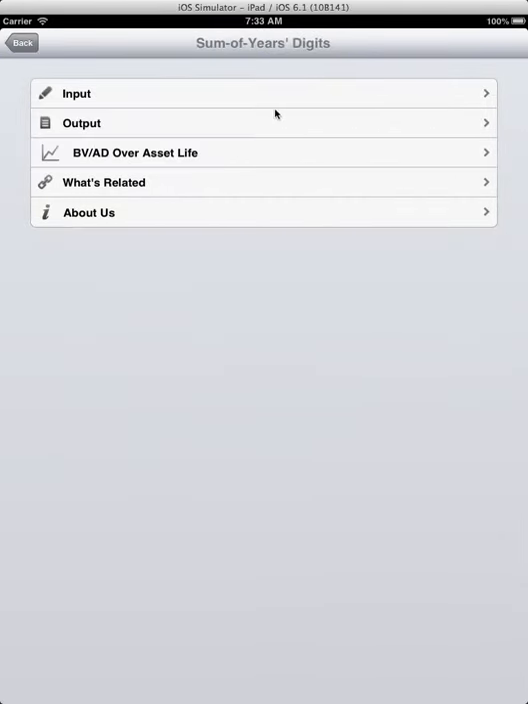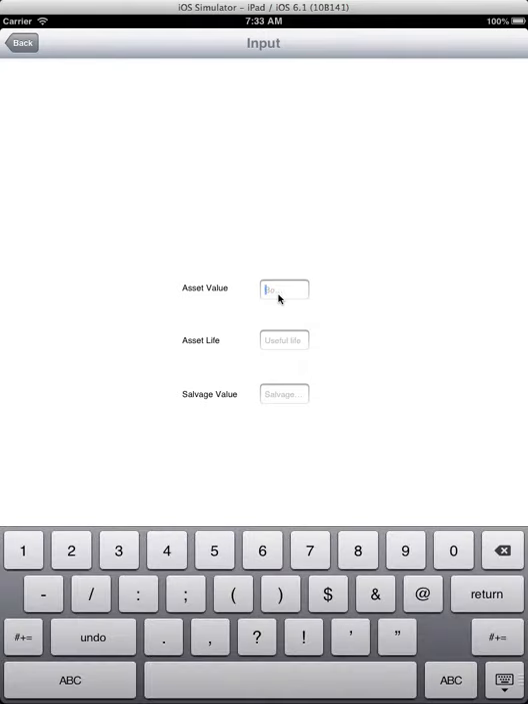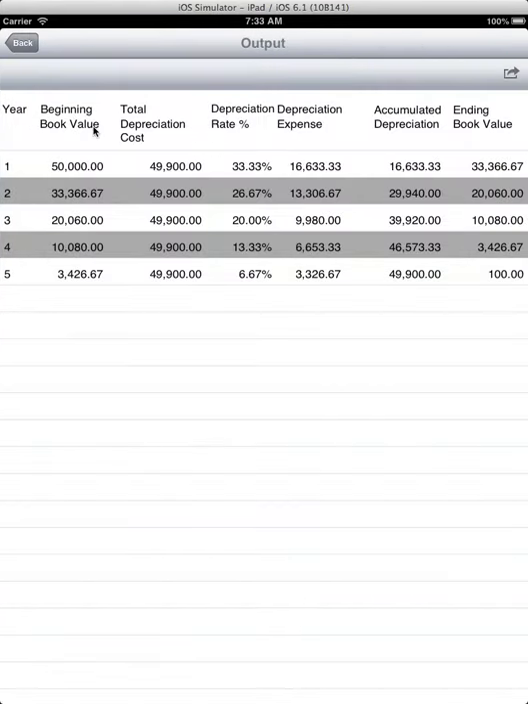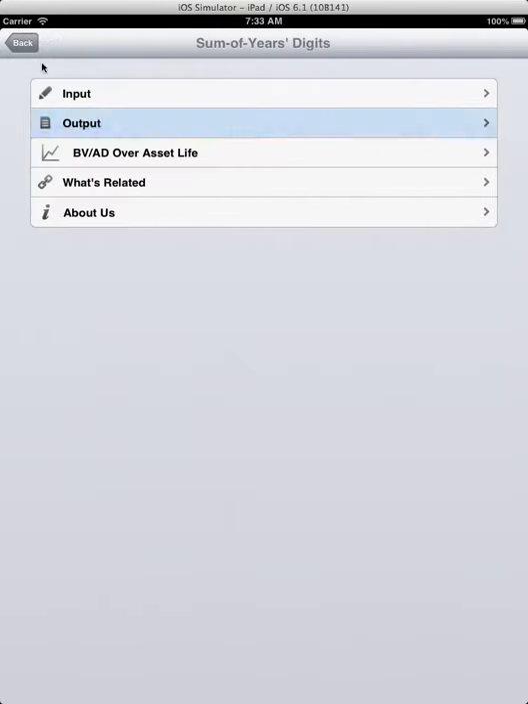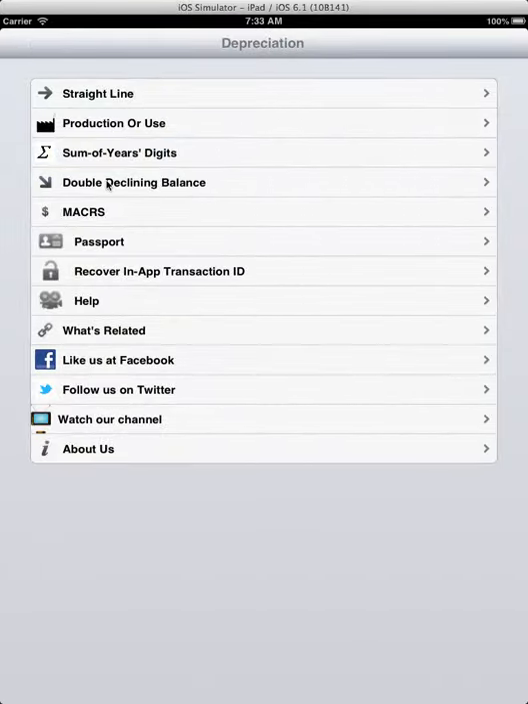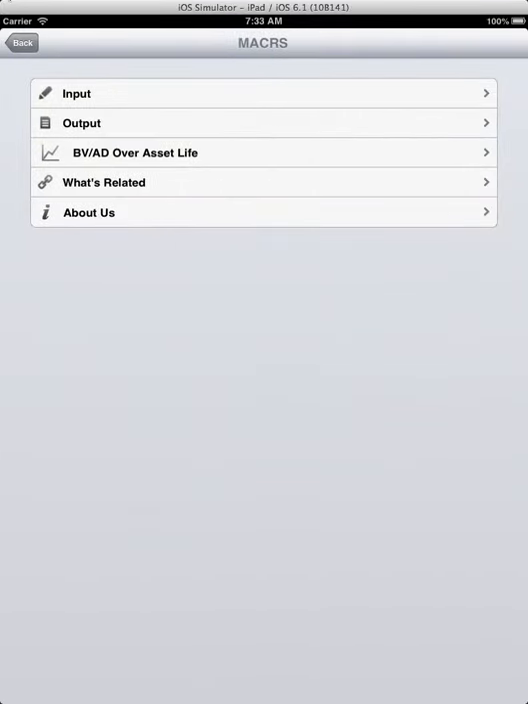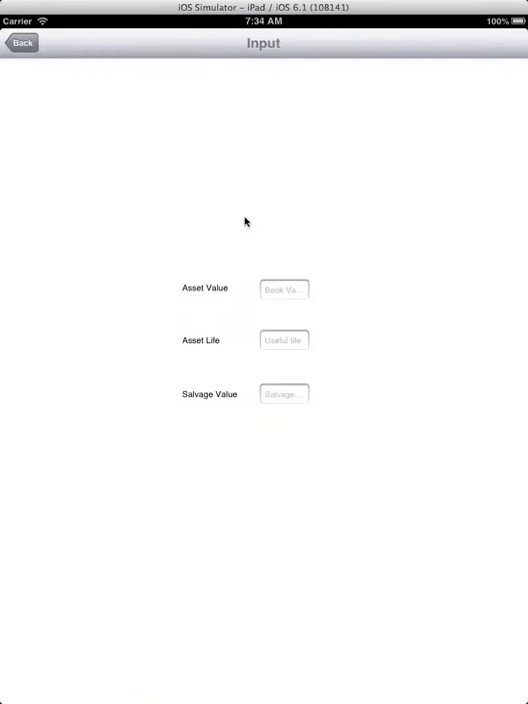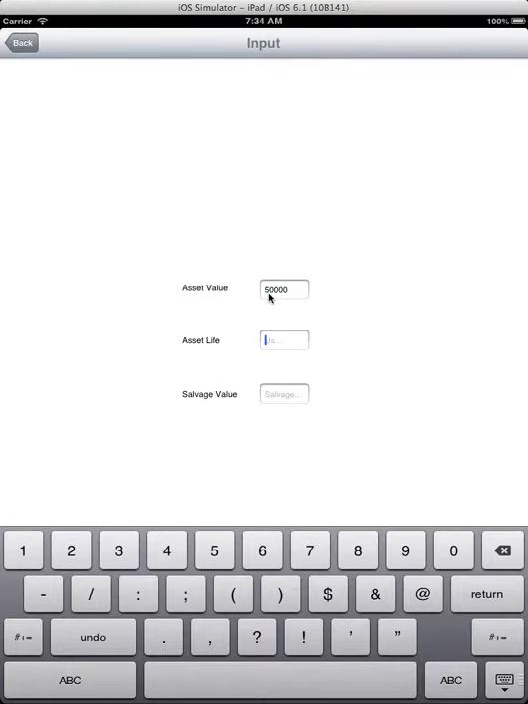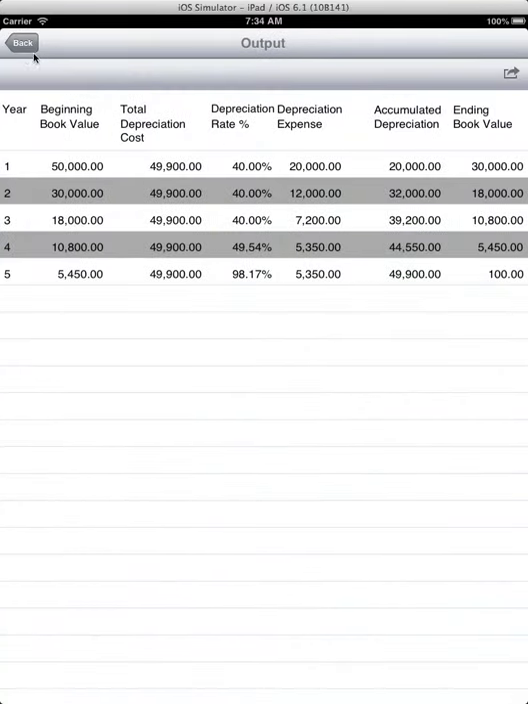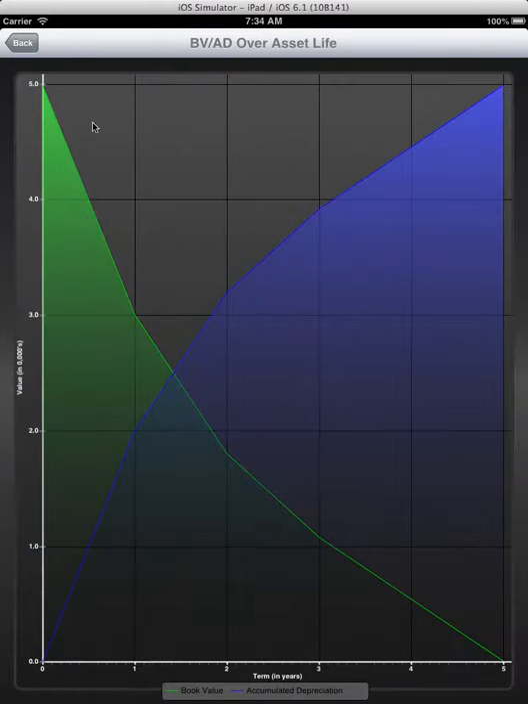Okay, now sum of years digits. This is, say, 50,000, 5, and 100, and now this is the summary of the schedule, and again this is the graph. Sorry, let's talk about the double declining balance. So 5, and here's the schedule, and here's the graph.